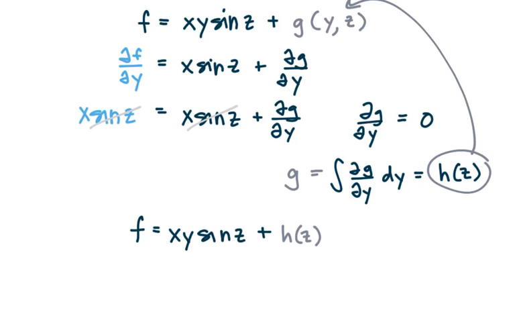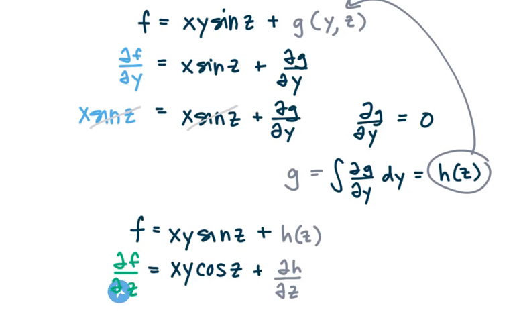So I did my differentiation and integration with respect to y. We just do this one more time with respect to z. So partial f with respect to z. x and y are constants. The derivative of sine z is cosine z. So I have xy cosine z plus h prime of z, or rather partial h, partial z.